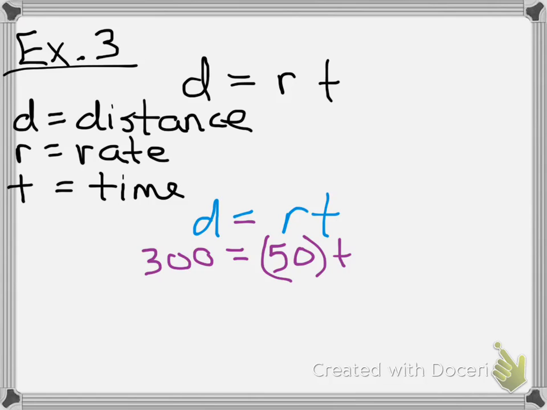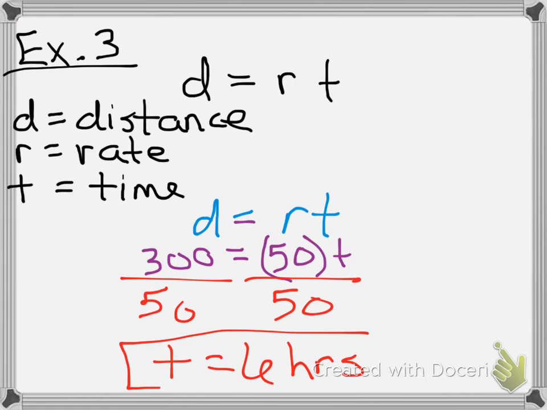Okay, so now here's where the mental math comes in. I can ask myself, 50 times what number would equal 300? What would it be, Ethan? It would be 6. Now, if you don't know that, but maybe you remember back to last year, we're not actually going to learn how to solve equations for a couple more chapters. But if you remember how to do it, you can solve for t.